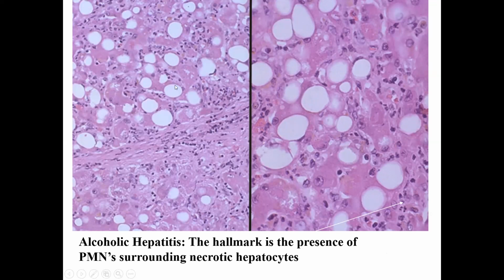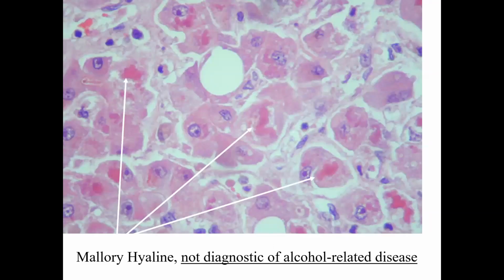In addition to those fatty droplets that have accumulated and resulted in ballooning degeneration of the liver cells, at one point you will see the accumulation of Mallory hyaline, which is an intermediate filament component seen in alcoholic hepatitis. And it's not really diagnostic for alcohol-related disease because you may see it in other conditions.